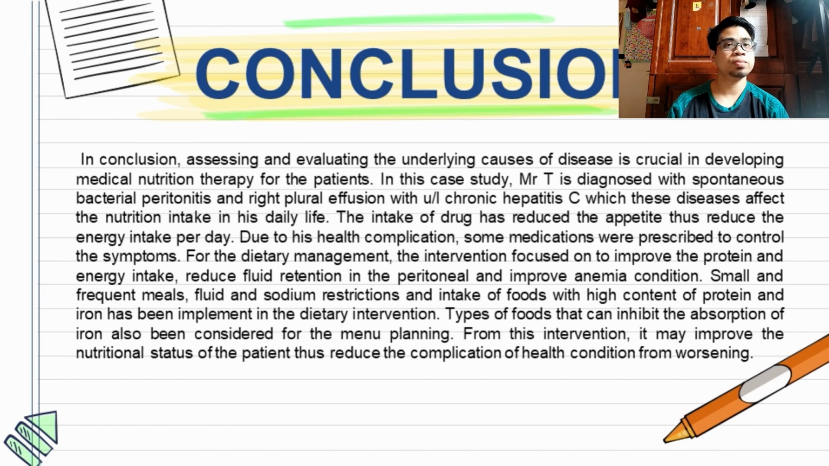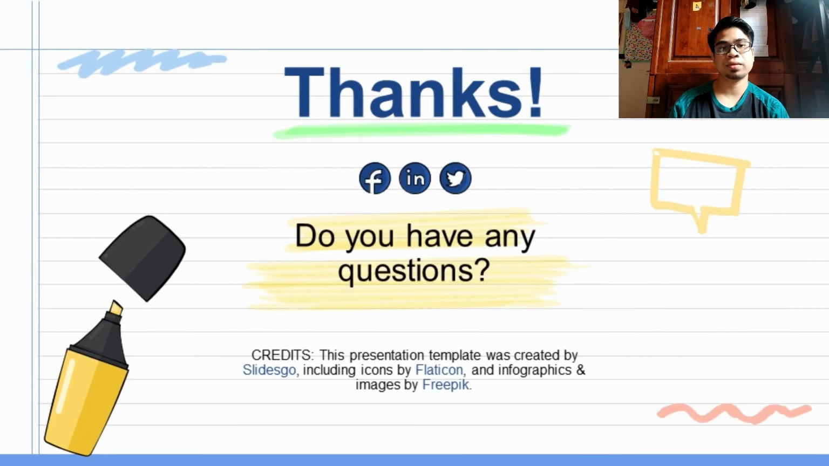For the dietary management, the intervention focused on improving the protein and energy intake, reducing fluid retention in the peritoneal cavity, and improving the anemia condition. Small and frequent meals, fluid and sodium restrictions, and intake of foods with high content of protein and iron have been implemented in this dietary intervention. Types of food that can inhibit the absorption of iron have also been considered in the menu planning. This intervention may improve the nutritional status of the patient and thus prevent the health complications from worsening. So that's all from us. Thank you.